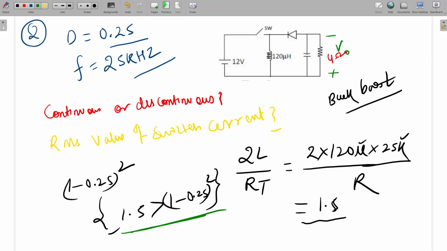Yes sir. So now how can we calculate the RMS value of the switch current? This is the switch. So first I am going to calculate the output current. What will be the magnitude of the output current? It will be V naught by R. So V naught how much?